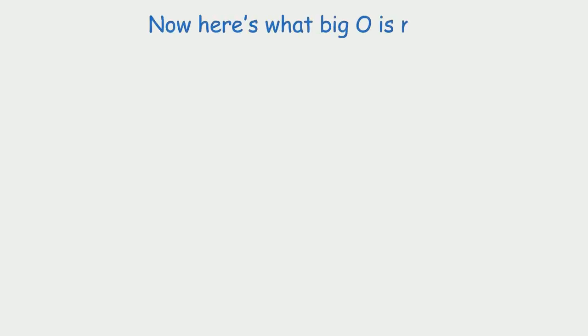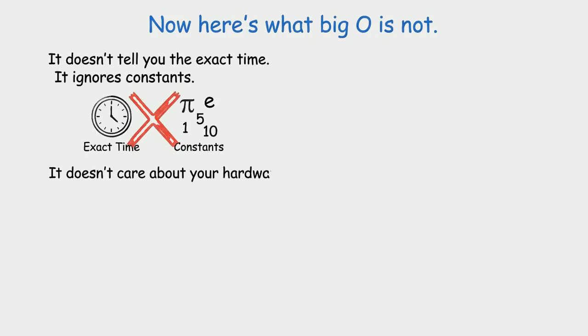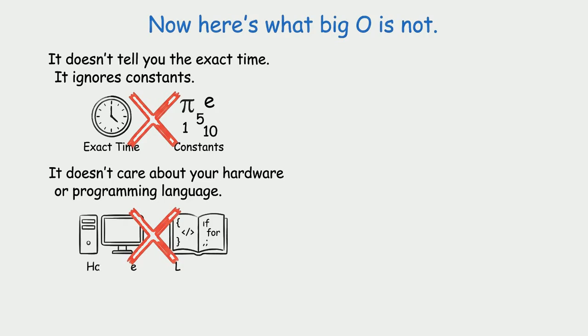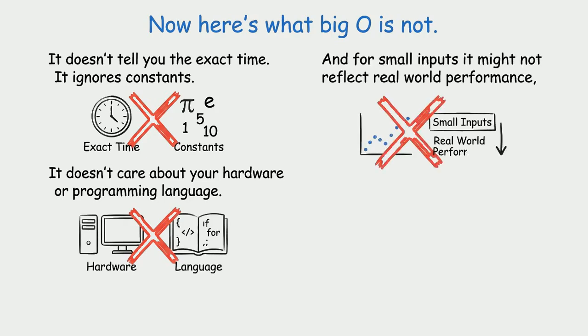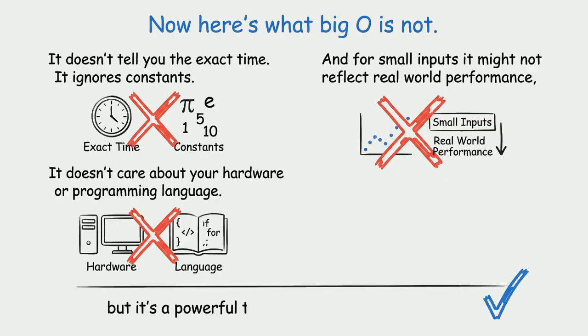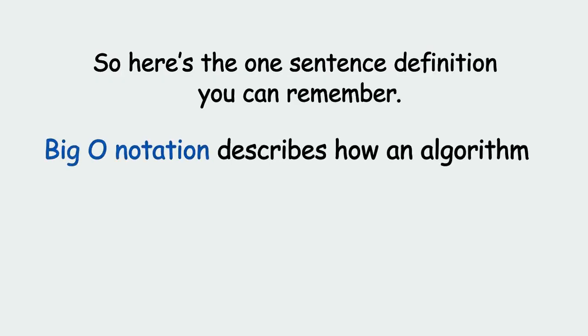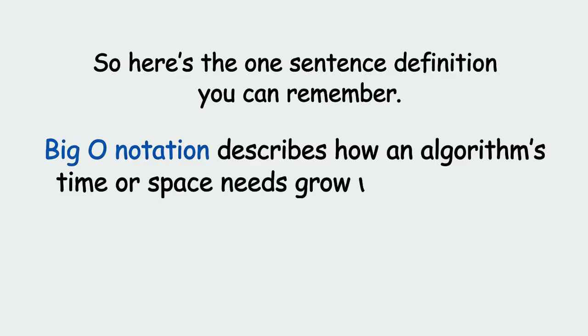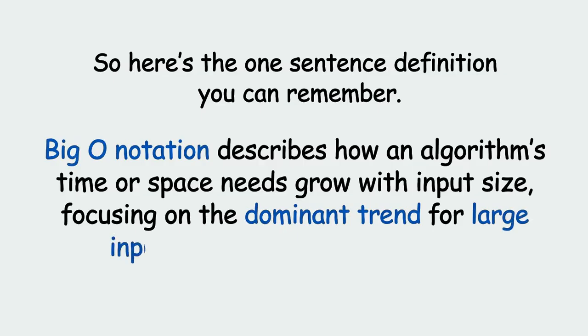Now, here's what Big O is not. It doesn't tell you the exact time. It ignores constants, it doesn't care about your hardware or programming language, and for small inputs, it might not reflect real-world performance, but it's a powerful tool for thinking about scalability. So here's the one-sentence definition you can remember. Big O notation describes how an algorithm's time or space needs grow with input size, focusing on the dominant trend for large inputs, usually in the worst case.